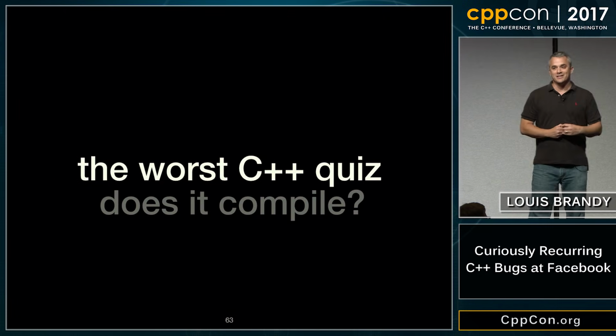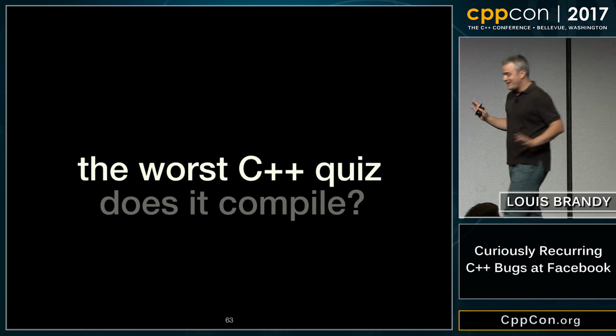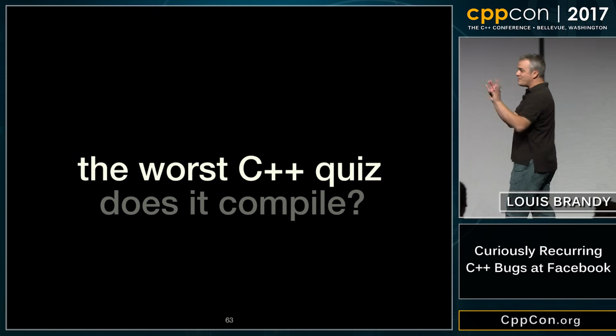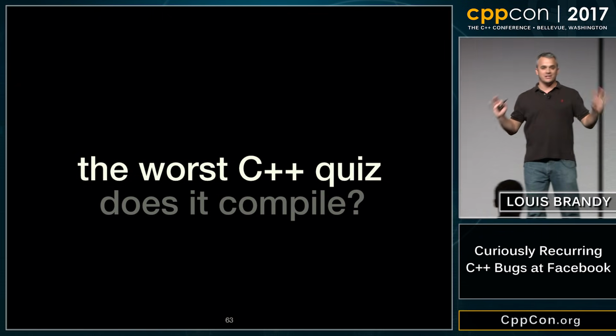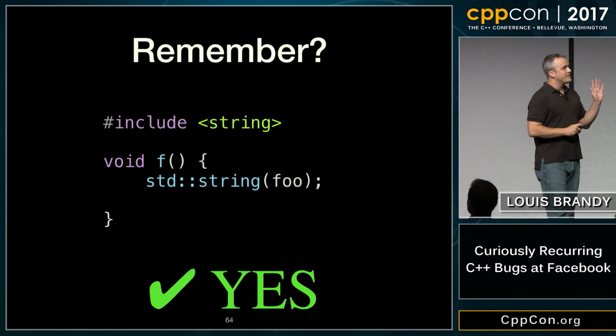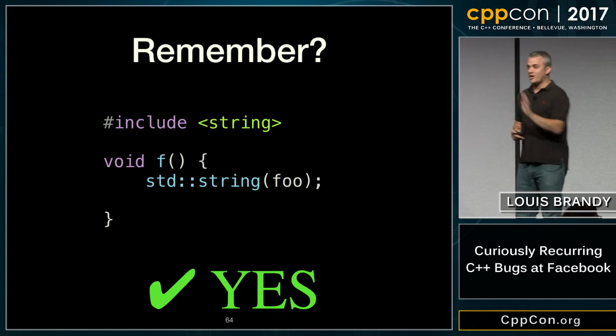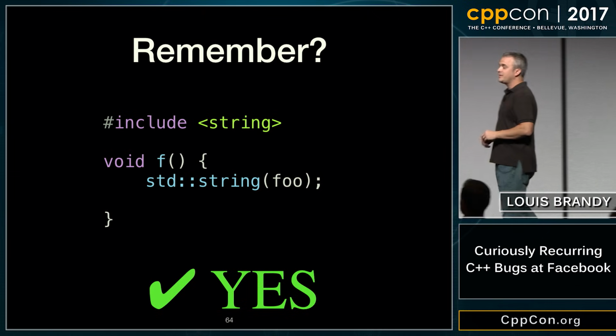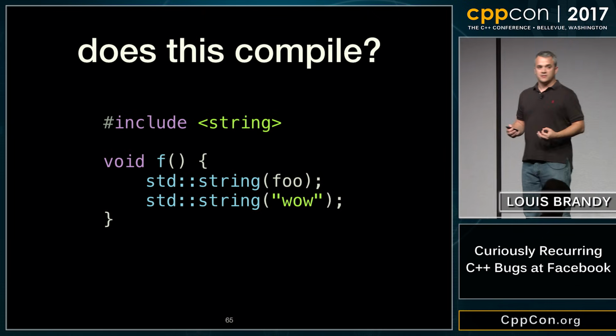All right, now we're going to do the worst C++ quiz of all, right? And I've taught you everything you need to know. There's no more tricks. I've taught you everything you need to know to understand what happens next, all right? So does this compile? So remember, this compiles. Shockingly, perhaps, this compiles. Does this compile?